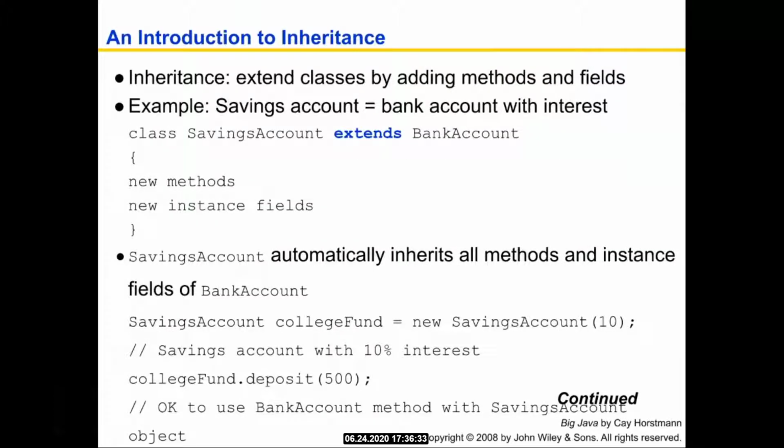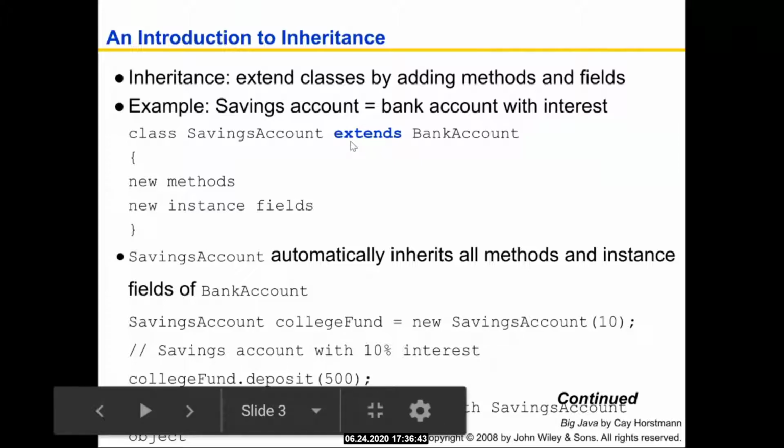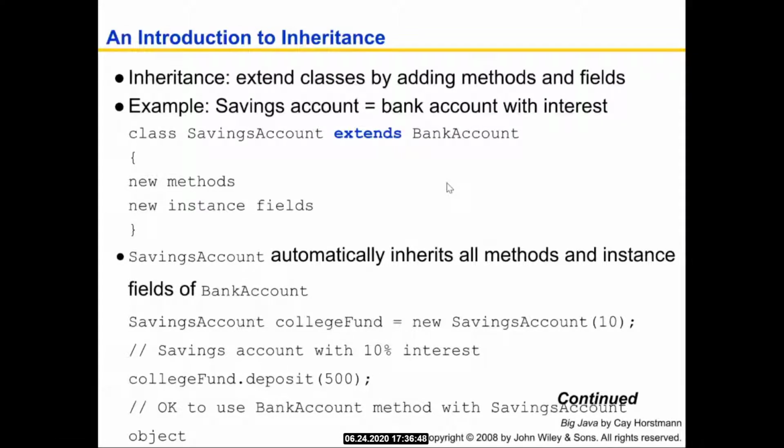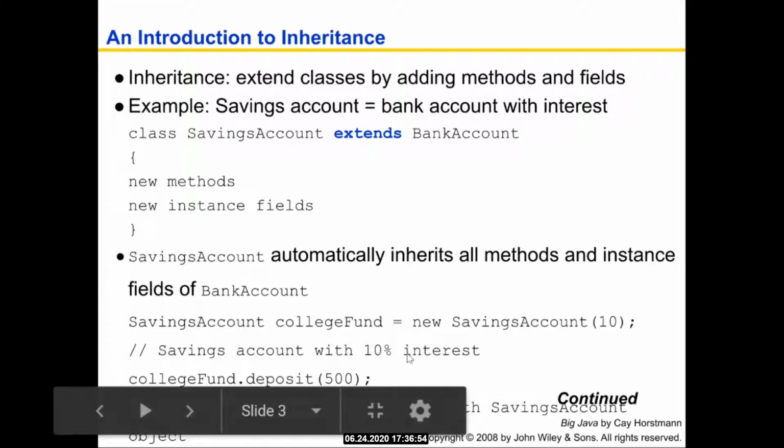All right. So inheritance lets us extend classes by adding methods and fields. So a really common example would be a savings account, which extends a bank account. Savings account usually comes with the ability to generate interest. Nobody's going to be getting this much interest nowadays, but maybe a long time ago you could get that much interest. Today you don't get that much interest.